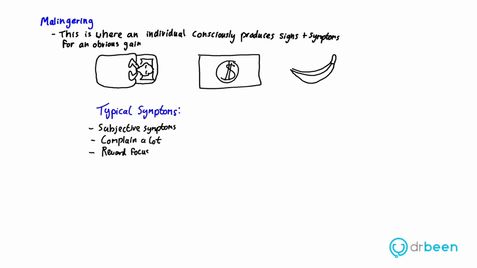You could have subjective symptoms, they tend to complain a lot and exaggerate the effect of the symptoms on their functional lives. They are preoccupied more with the reward than the alleviation of the symptoms.